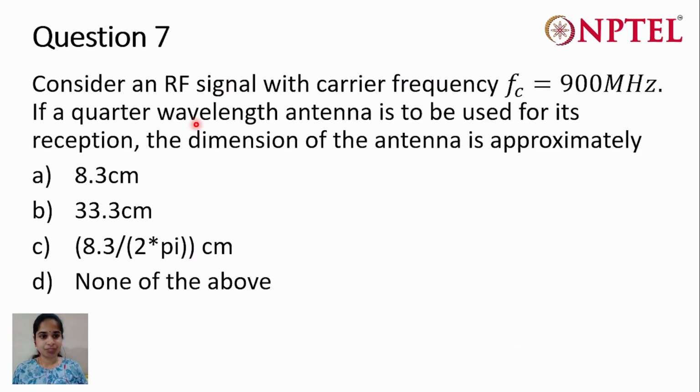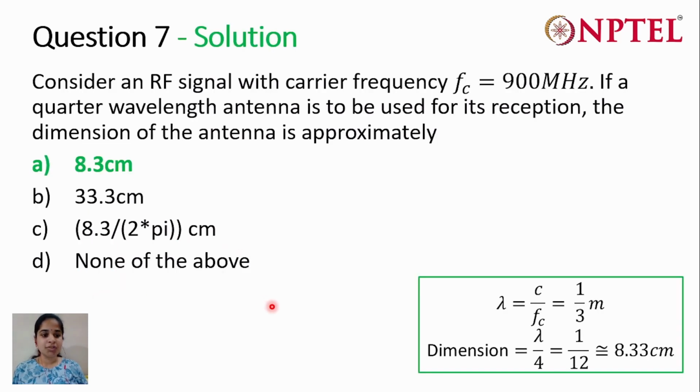The next question. Consider an RF signal with a carrier frequency of 900 MHz. If a quarter wavelength antenna is to be used for its reception, the dimension of the antenna is approximately dash. So basically, your carrier frequency is 900 MHz and you have a quarter wavelength antenna. So they're asking you to find the dimension. The options are 8.3 centimeters, 33.3 centimeters, 8.3 divided by 2 pi centimeters, none of the above. So the answer is 8.3 centimeters.